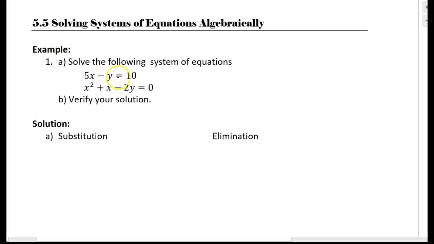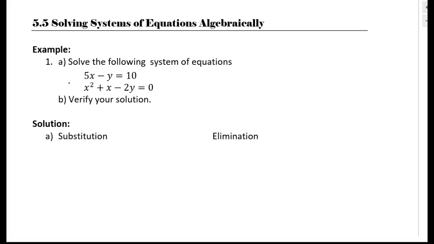So we've got 5x minus y equals 10. Great linear equation, totally familiar. Second equation is x squared plus x minus 2y equals 0. Now, where this throws us for a loop is that we cannot combine these two terms with x in them. So all of a sudden, we have a situation where we've got x and x squared, and we need to be able to deal with both of them in a way that we can still solve for x, or that we can solve for y.